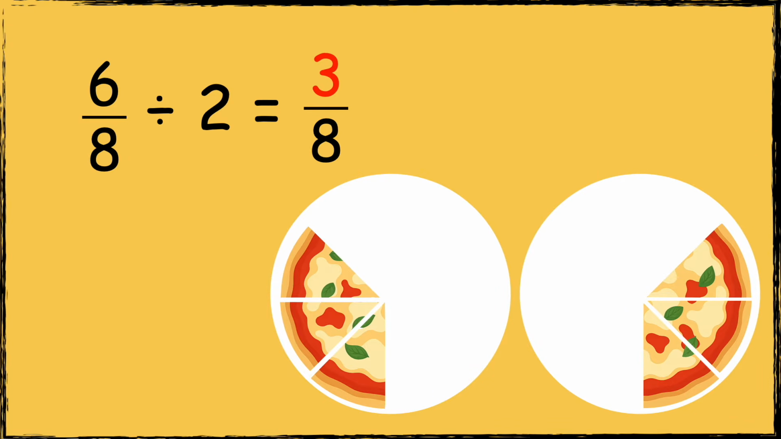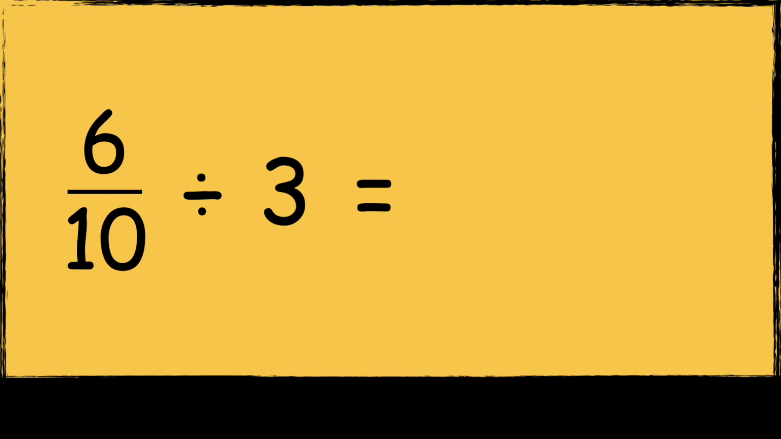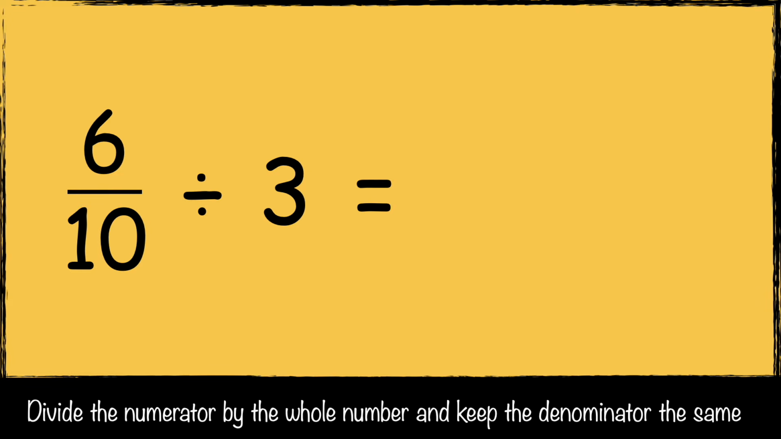Look at what's happening here. We're only dividing the numerator by the whole number, and the denominator stays the same. Let's have a look at another example, but here's the shortcut that we'll use from now on. Divide the numerator by the whole number and keep the denominator the same.